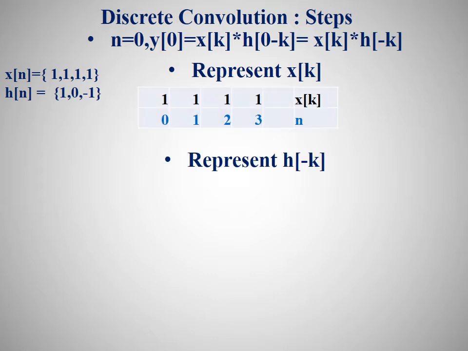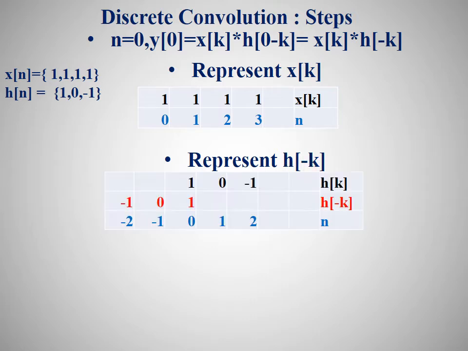x of k is going to be equal to, at n equal to 0 it is 1, at n equal to 1 it is 1, at n equal to 2 it is 1 and at n equal to 3 also it is 1, as can be seen here. Next let us try to represent what could be h of minus k. When we have h of minus k, this could be represented as can be seen here. At 0, 1 and 2, h of k would be 1, 0 and minus 1. When we try to reverse it, this would be 1, 0 and minus 1.